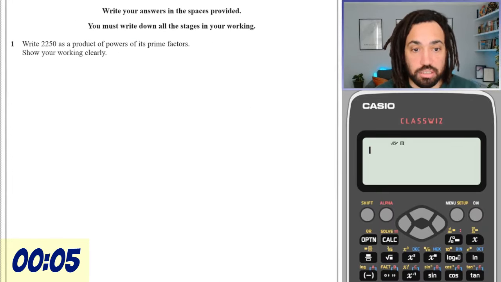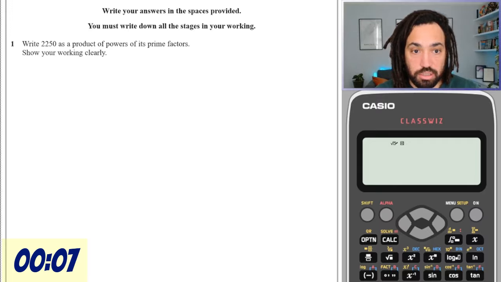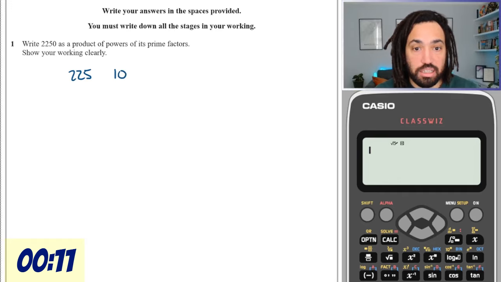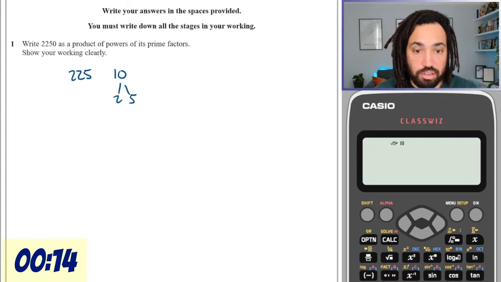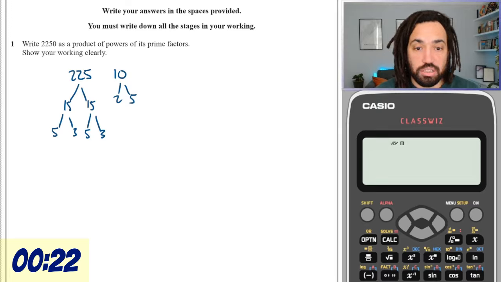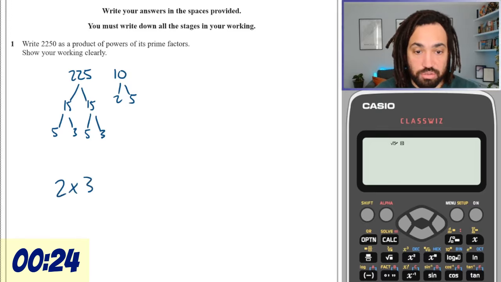Product of prime factors. Okay. So let's go 2, 2, 5, and 10, which is 2 and 5. I know this is 15 squared, which is 5 and 3, 5 and 3. So we have 2 times 3 squared times 5 to the 3.